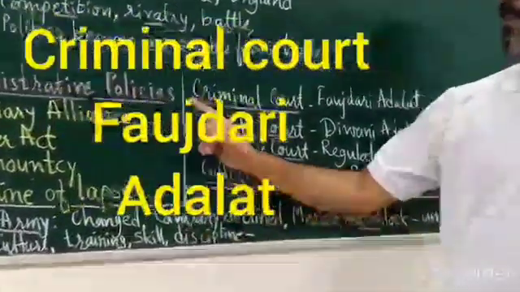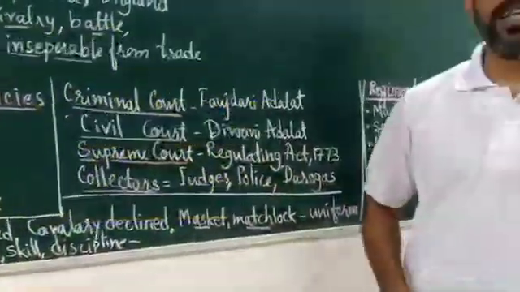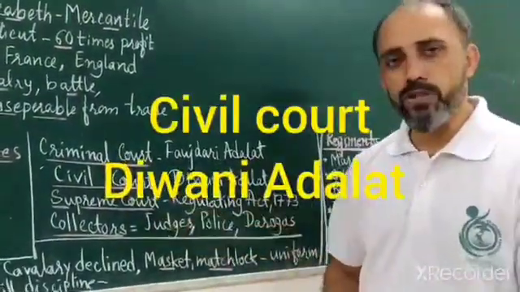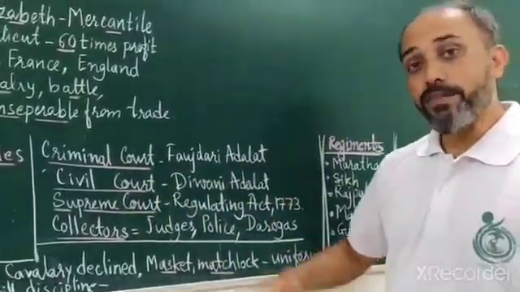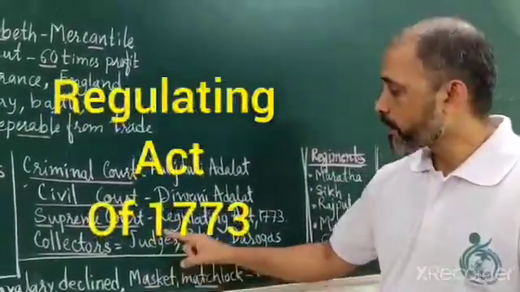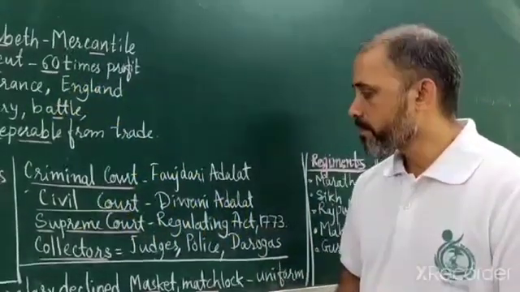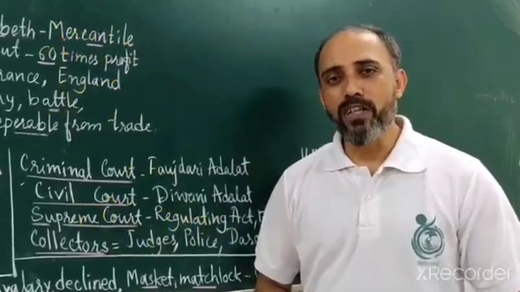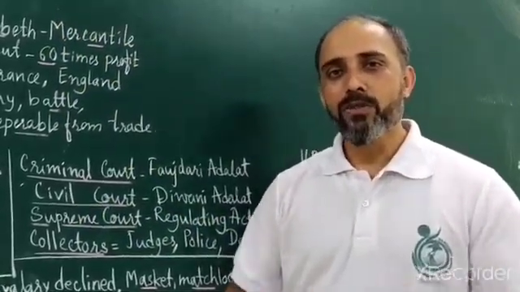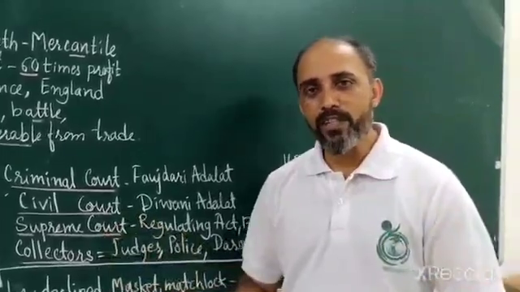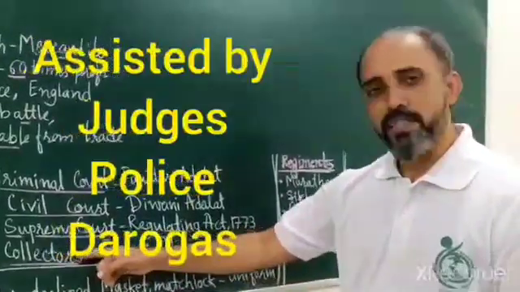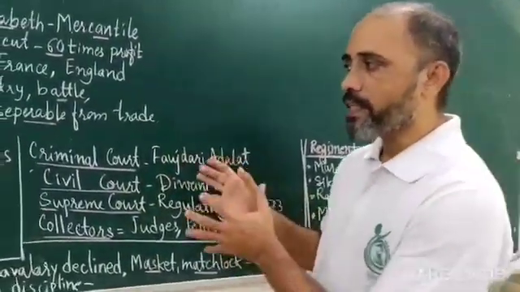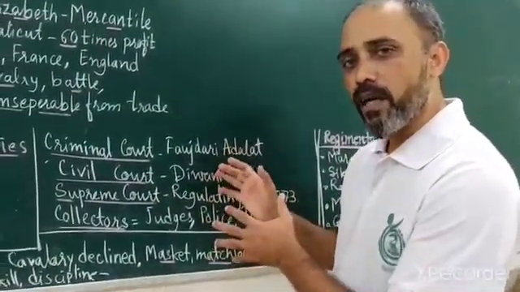At that time, the British also set up criminal courts in India, known as Fauzdari Adalat. There were civil courts, known as Diwani Adalat. Even the Supreme Court was set up at that time under the Regulating Act of 1773. Collectors were appointed in every district, and what is the function of the collector? To collect the revenue, to maintain law and order, and see the functioning of the district. They were assisted by judges, police, and the darogas. So this was the setup, the system that was applied.